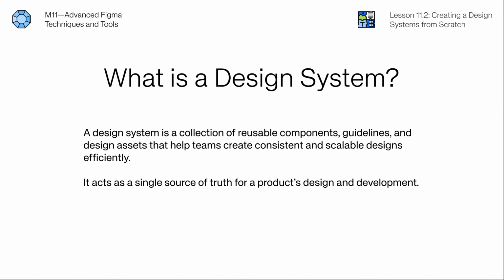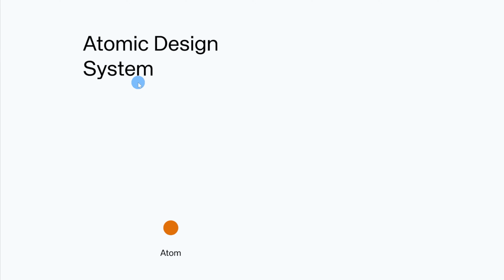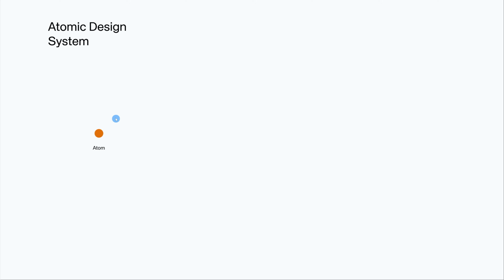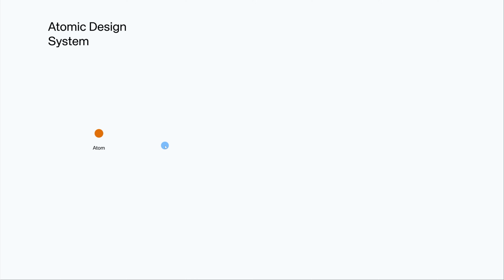A design system is a collection of reusable components, guidelines, and design assets that help teams create consistent and scalable designs efficiently. It acts as a single source of truth for a product's design and development. So inside of a design system, we have different elements, and based on the atomic design system, we have atoms, which are foundational items like colors, typography, spacing, and icons, for example.